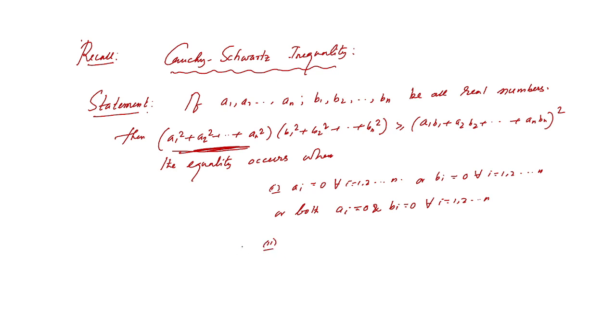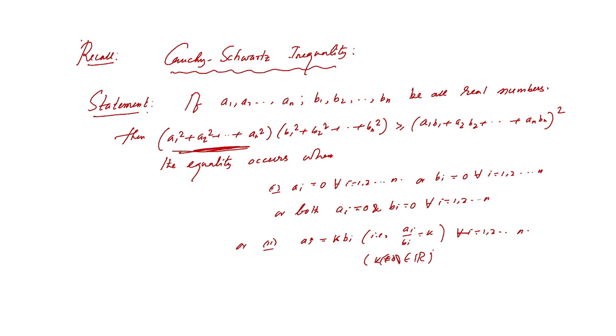And another case, if a_i equals some k times b_i. So you can write a_i by b_i equals k. That means one is a multiple of the other for all i equals 1 up to n, then again the equality occurs. So these are the two cases where the equality occurs. Here k must be a non-zero real number. You need to recall this inequality, and then you will be able to solve the problem.